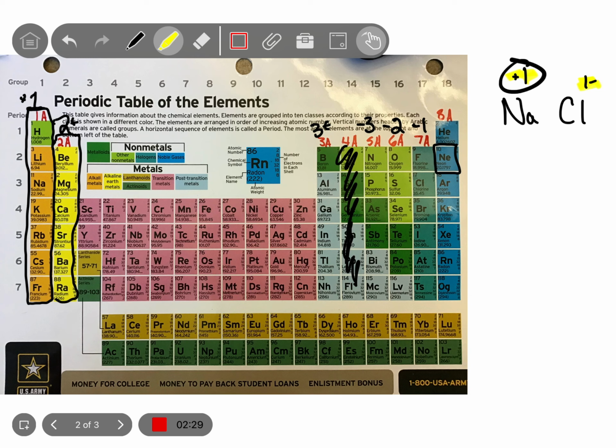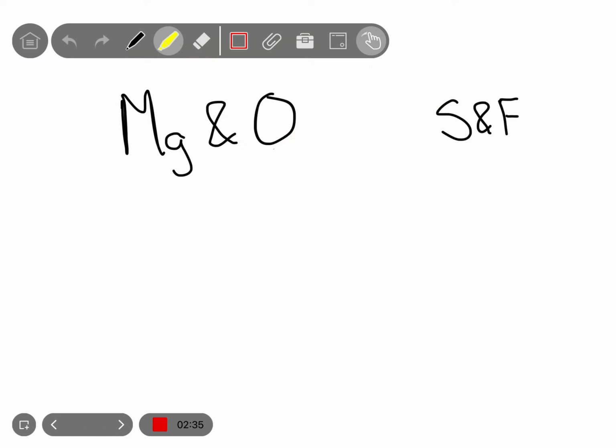Now, how can we use these little boogers to write us a good old-fashioned molecular formula? Let's jump to the next page. Say we have magnesium and we want to bond it with oxygen. Magnesium is in group 2, so it's going to want to lose 2 electrons, which gives it a 2+ oxidation number. Oxygen, on the other hand, is going to gain 2 electrons, and it's going to have a 2- charge.